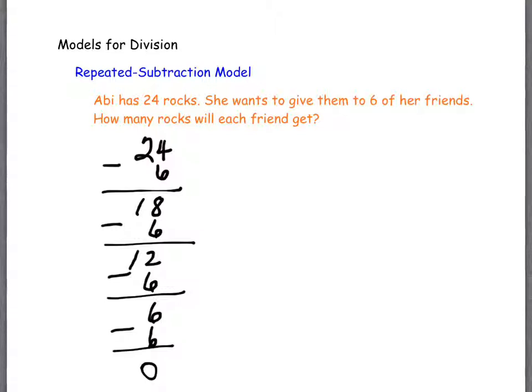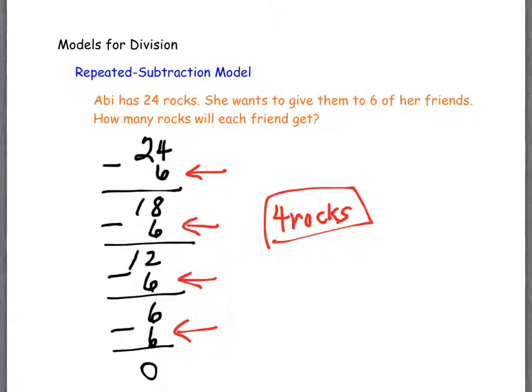Yes. And what we do is we count up how many times we subtracted off 6. And how many times do we do it? 4. They each get 4 rocks. Now, if the numbers are bigger, this looks a little bit different, and I'll show you how it looks as we do another example. But this is the basic idea, that everybody gets the same number of something. So I don't have to multiply anything because I've counted instead, basically.